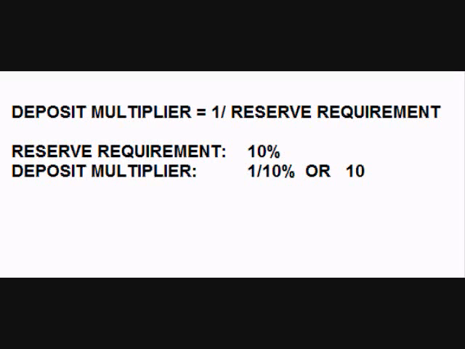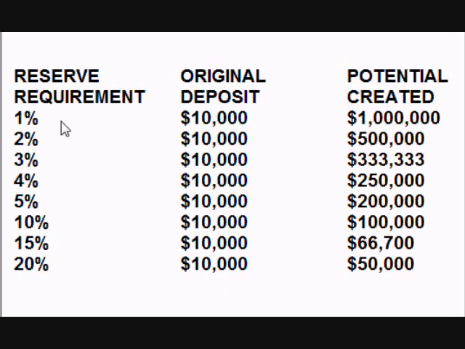The deposit multiplier is the reciprocal of the reserve requirement percentage. If the reserve requirement is 10%, then the deposit multiplier is 1 over 10%, or 10. In other words, you multiply the original deposit by 10 to see what the potential increase to the money supply will be. As you can see, changing the reserve rate raises or lowers the nation's money supply. Regulating the nation's money supply is one part of monetary policy, which is the subject of the next video.